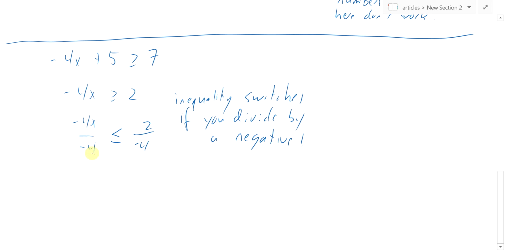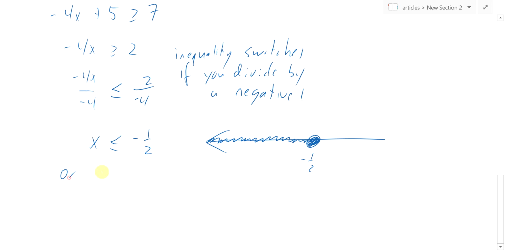So what do we get? Minus 4 divided by minus 4, that gives me just an x on the left hand side. 2 divided by minus 4 is minus 1/2. So x less than or equal to minus 1/2. We can sketch it. We include minus 1/2, fill in the circle because it's a less than or equal. And we want all that side going out to the left. We could also call this from minus infinity to minus 1/2. And since it's a less than or equal, we put in a square bracket.